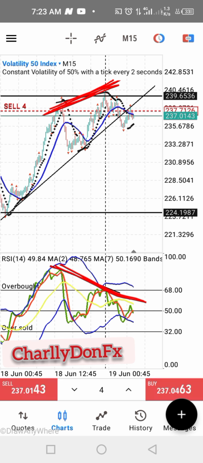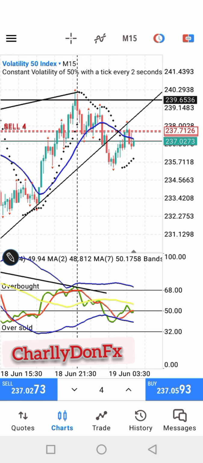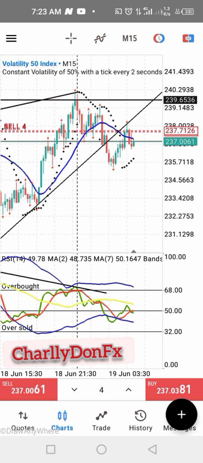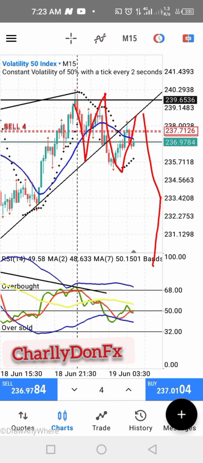So I patiently waited for a retest. Can you see? The trend came down and went up, retested before coming down. So I'm expecting the trend to drop. This is a V50, volatility 50 index. So I'm expecting a downtrend for today, guys.